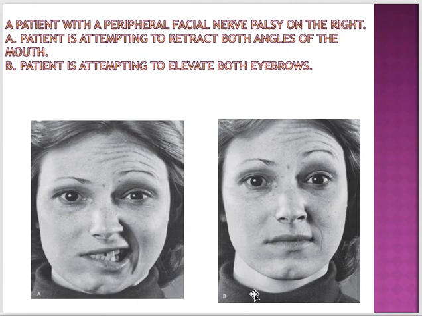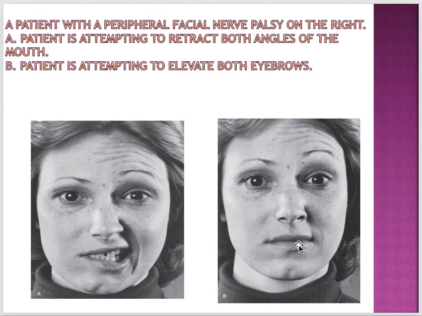Look at this one. She's the one who has facial paralysis. Okay, so now see, this is a female, and she has a facial nerve palsy on the right. The patient is trying to retract the angles of both mouths. See here, the muscles are not working, but here they are working, right? See here, the creases are there, but here there are no creases.